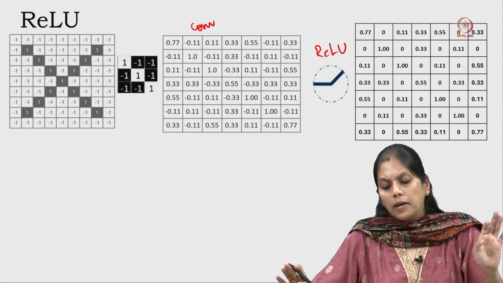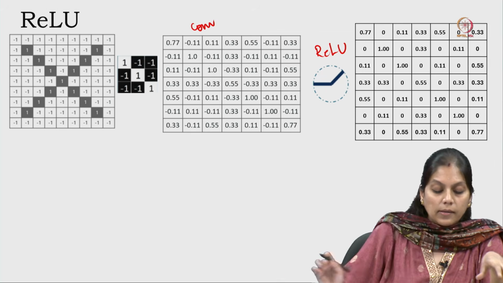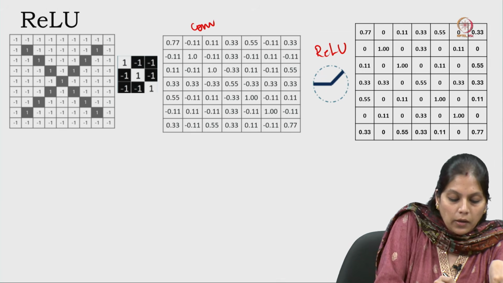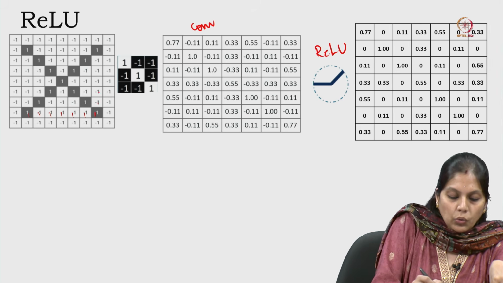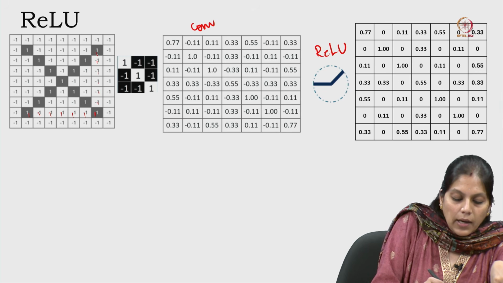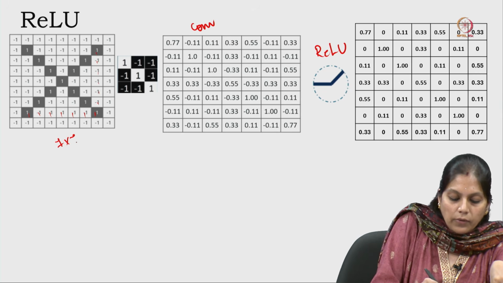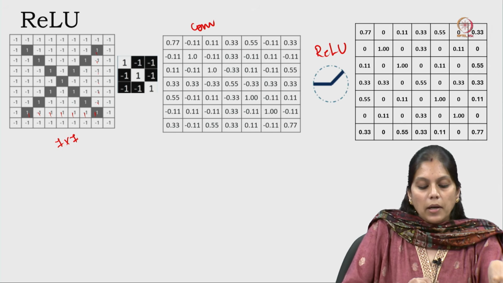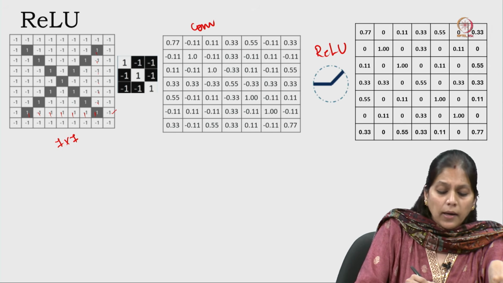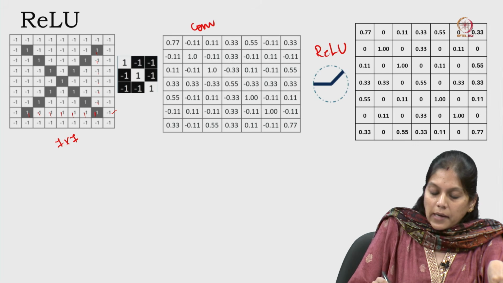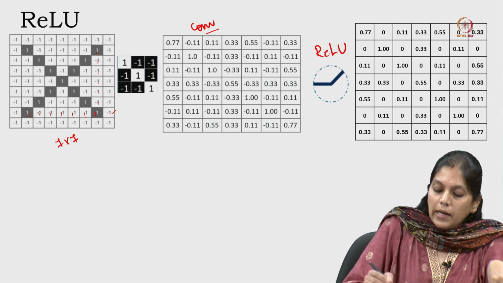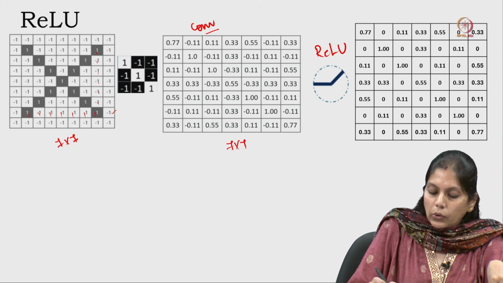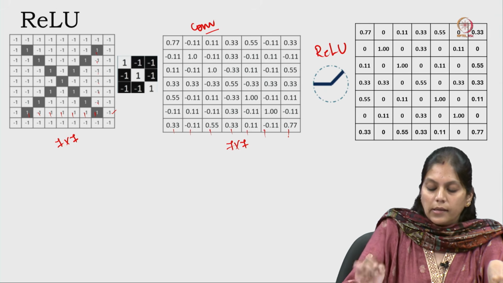And if you see here, what is the size of this input? Count from here, it is 1, 2, 3, 4, 5, 6, 7. It is a size of 7 cross 7. And because you have applied padding, whatever size we have obtained is 7 cross 7 only. So, count it, 1, 2, 3, 4, 5, 6, 7, and here it is 7.